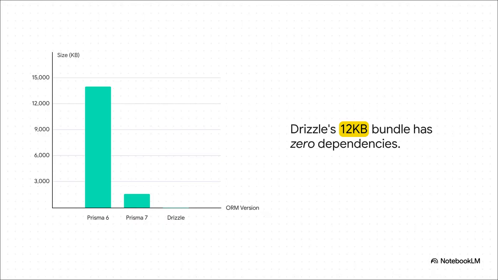And that architectural shift completely flipped the script on bundle sizes. Prisma 6 was dragging around a massive 14-megabyte footprint because of that Rust binary. Prisma 7 struck back hard, shrinking all the way down to just 1.6 megabytes. Huge improvement, right? But compare that to Drizzle. Drizzle is microscopically small. We're talking just 12 kilobytes with absolutely zero external dependencies.